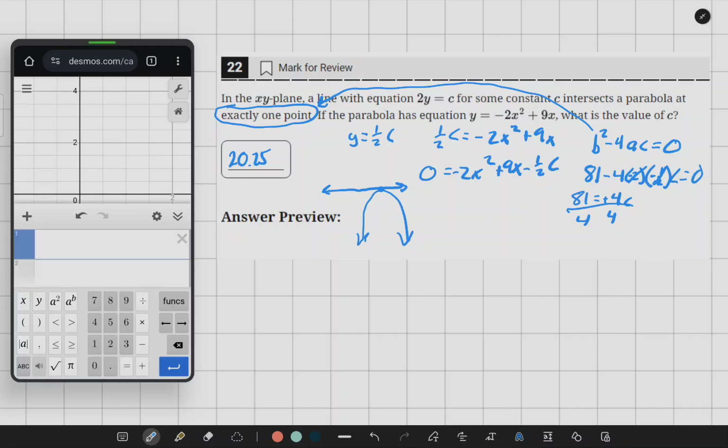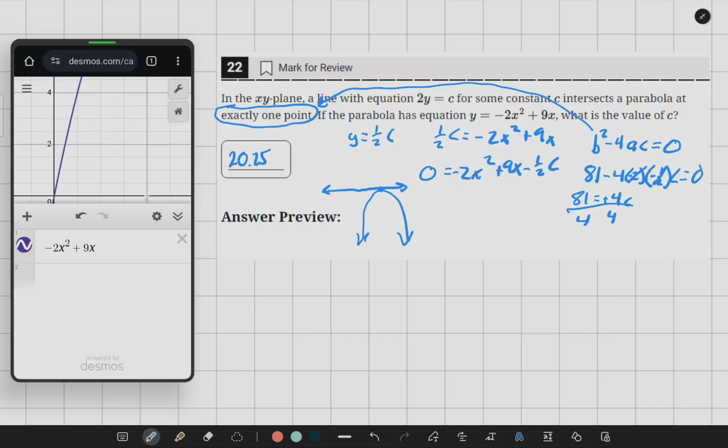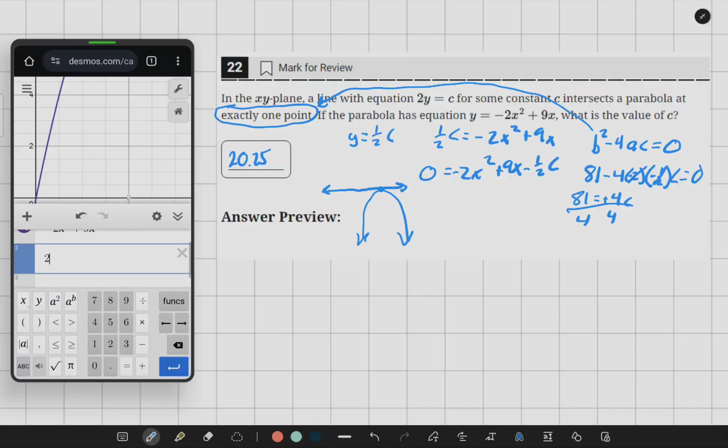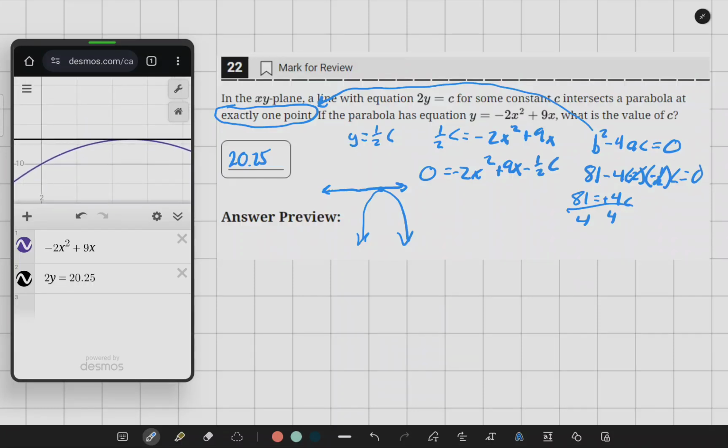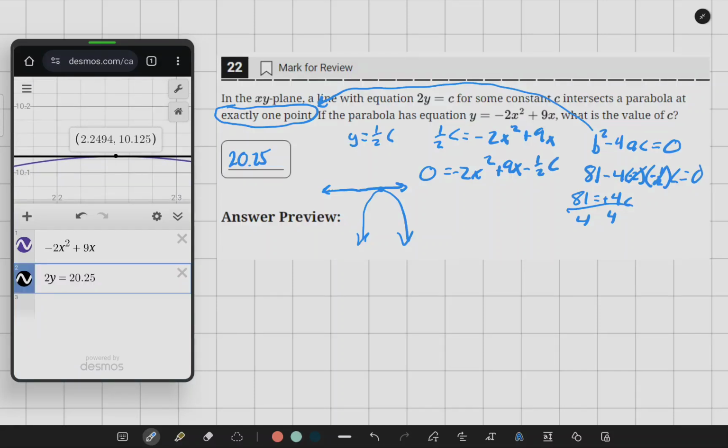And there is a way to check this. So if we graph negative 2x squared plus 9x, and we have our equation 2y equals 20.25, we will see that all the way up here it does intersect at exactly that 1 point. I'm not sure if it's going to show it exactly, but right here, yes, 2.25. So that will be the value of c.